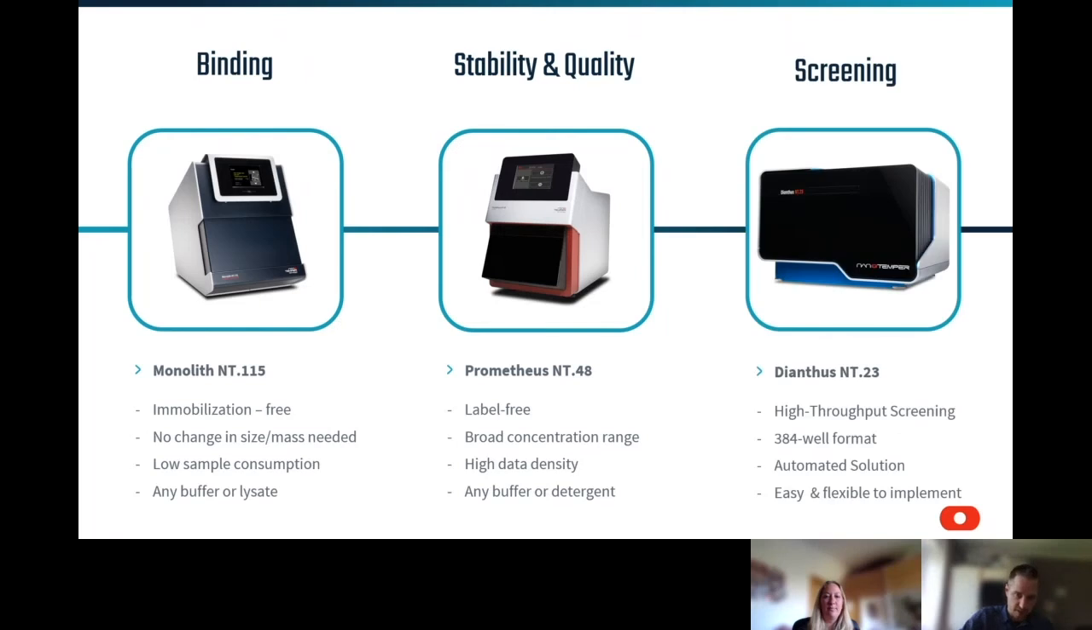And also another system is our Dianthus system, with which you can screen in a high throughput manner for potential hits and binders in a well-plate format. So as you can see in this picture, we have everything available to discover a broad variety of biological processes in plants and agriculture.